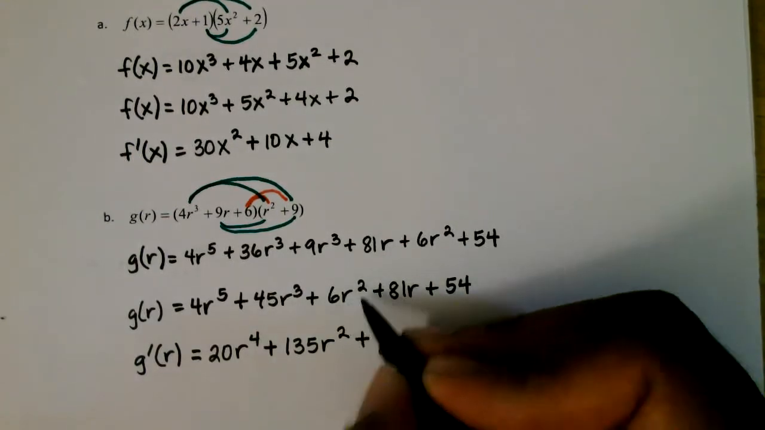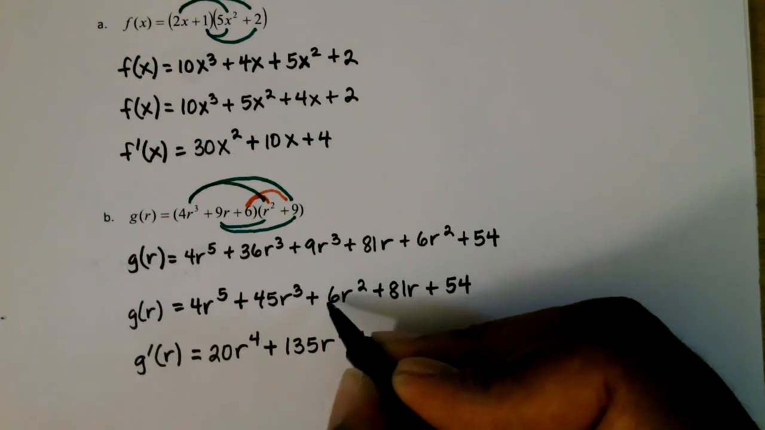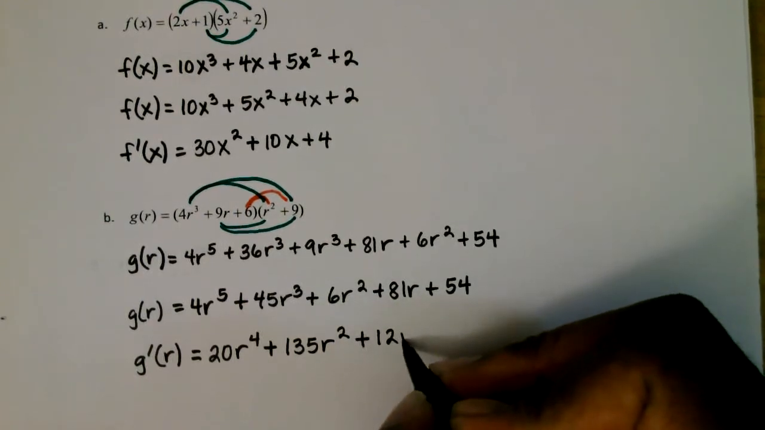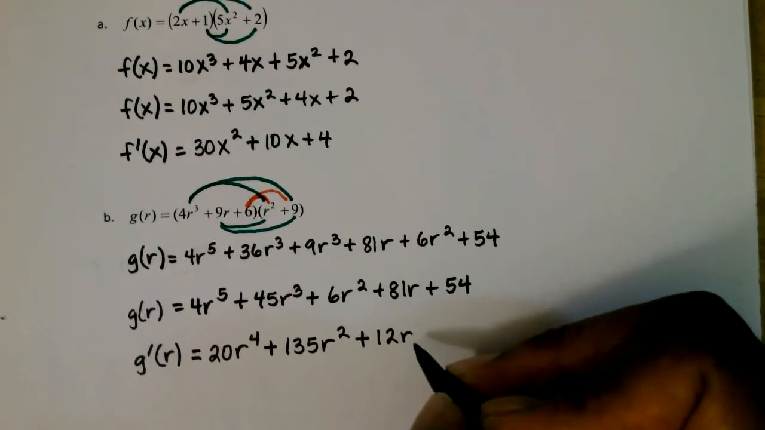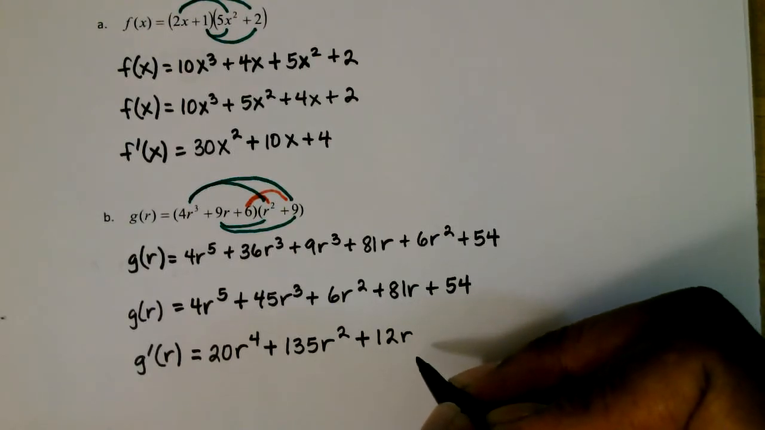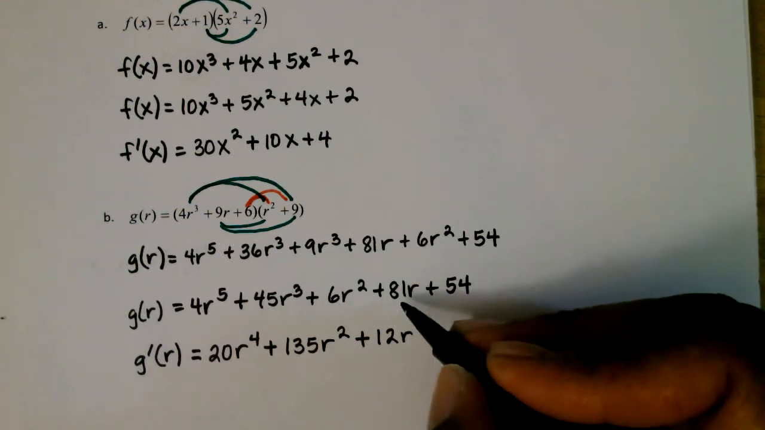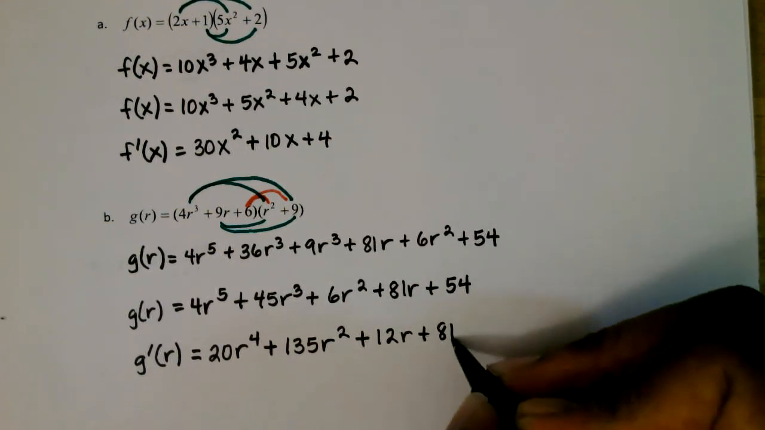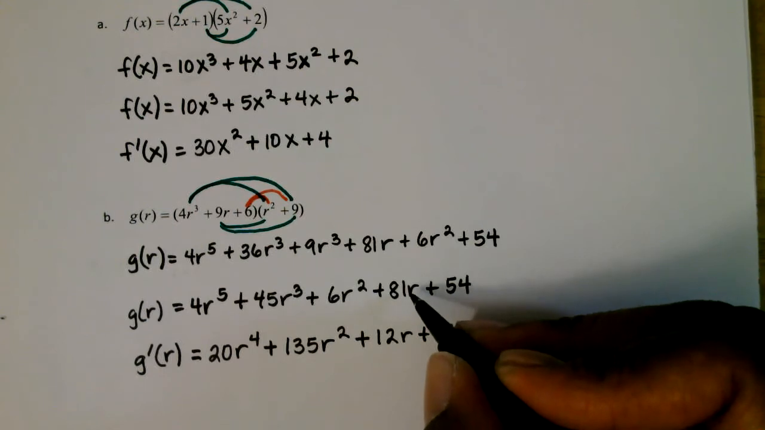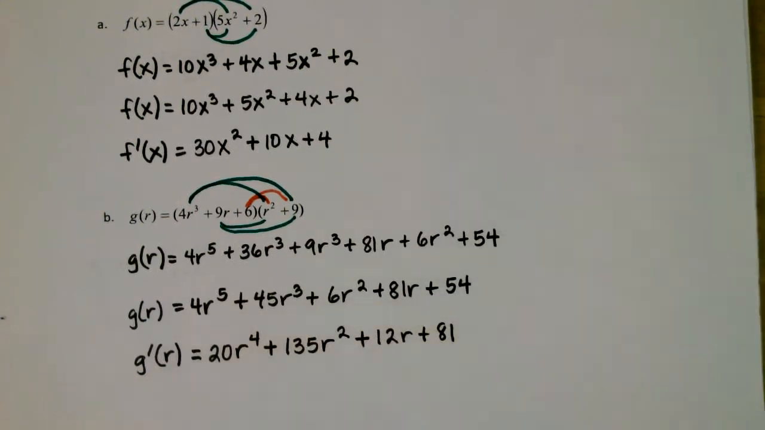Plus, for 6r squared, take its derivative by bringing down the 2. 2 times 6 is 12. Copy over the r to the 1 less power, it'll be r to the 1. And then for 81r, bring down the 81, but the derivative of r is going to be 1. And then the derivative of that constant is 0. So g prime of r is going to be 20r to the 4th plus 135r squared plus 12r plus 81.